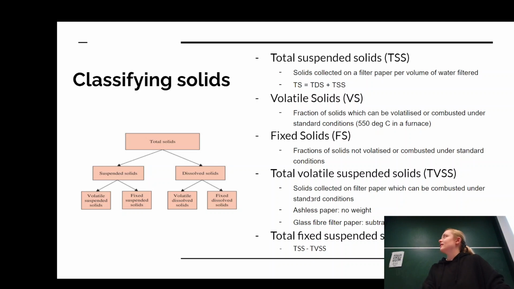Something to note down here is in the question they might refer to ashless paper or glass fiber filter paper. Ashless paper means that it combusts with no ash or carbon left behind contributing to that weight, so you don't need to do any extra maths with that one. But for glass fiber filter paper, you have to subtract the dry weight of that paper to make sure you include it in your calculation. And then total fixed suspended solids is TSS minus TVSS.